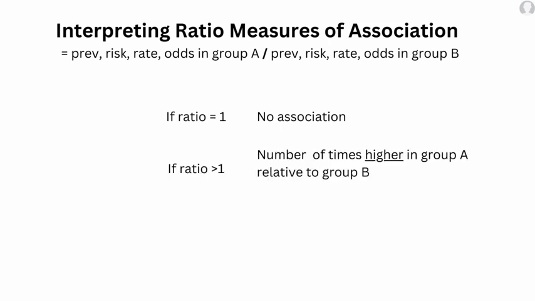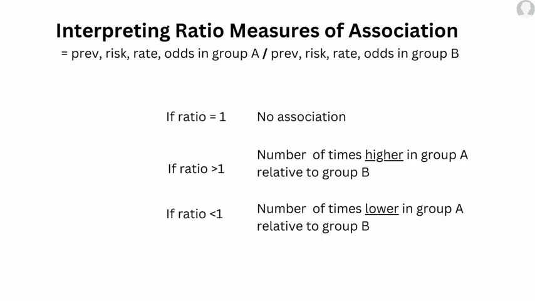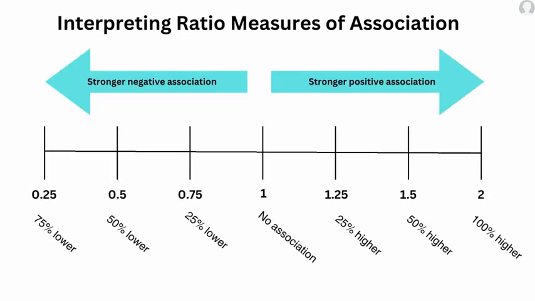If the ratio is greater than 1, the association is positive and can be interpreted as the number of times higher the frequency is in group A relative to group B. If the ratio is less than 1, it is negative, and we interpret it as the number of times lower the frequency is in one group relative to the other. Interpreting ratio measures is slightly less intuitive than difference measures, so I want to show you this number line with positive and negative associations. The farther away from the baseline of 1, the stronger the association.